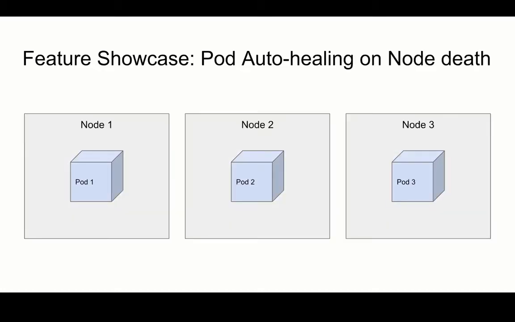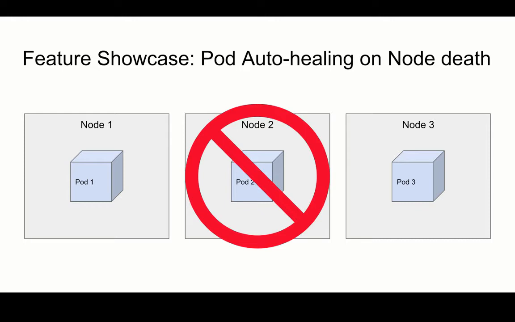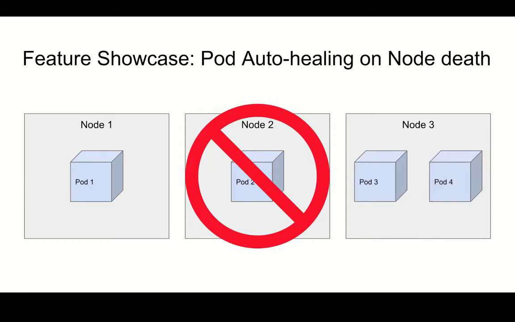Now, pod auto healing is not limited to a pod dying, right? Kubernetes is also capable of auto healing pods when the node that hosts the pod dies. It could be a VM, it could be bare metal, right? If one of those nodes die, then Kubernetes is able to heal that. Like, let's say, for example, node number 2 that's hosting pod number 2 died. So Kubernetes will then detect that and then automatically schedule, perhaps in node number 3, a replacement pod, allowing you to keep the availability of your application at the desired level.